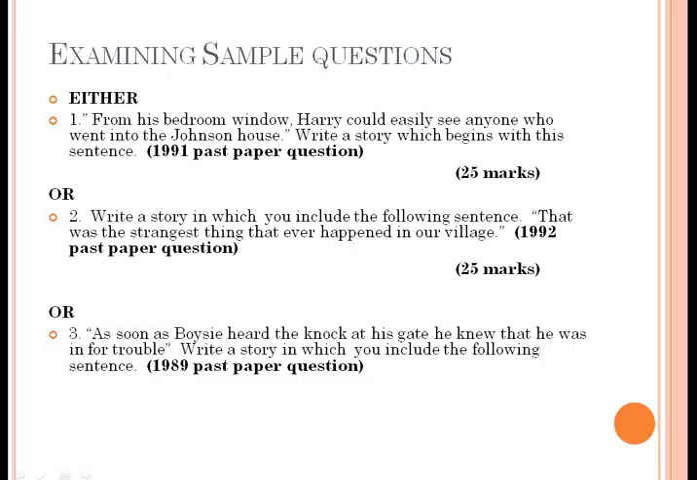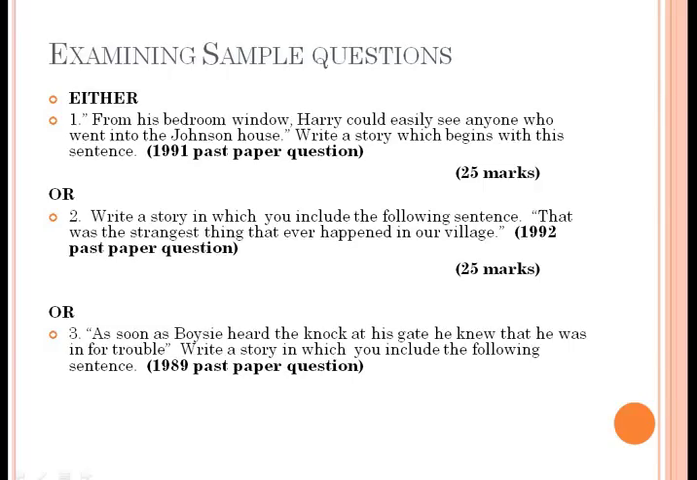But from my list, I am immediately being drawn to Harry because I think I have an idea of what I want my plot to be. Let me look at the third one. As soon as Boise heard the knock at his gate, he knew that he was in trouble. Write a story in which you include the words. Not feeling Boise at all.